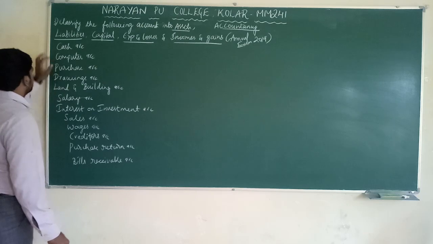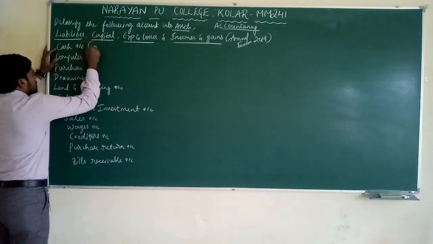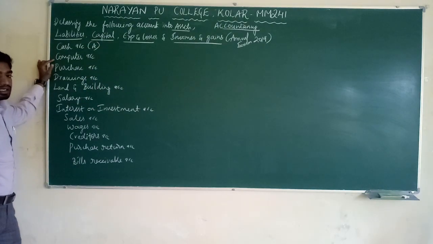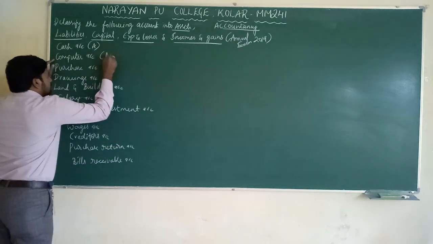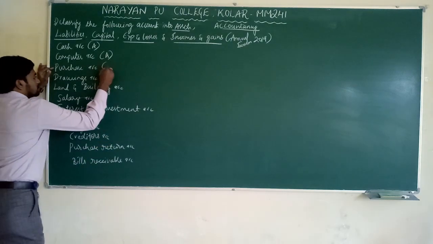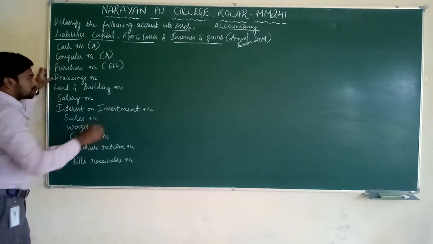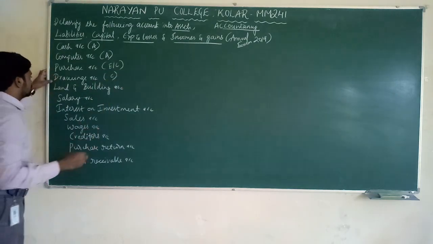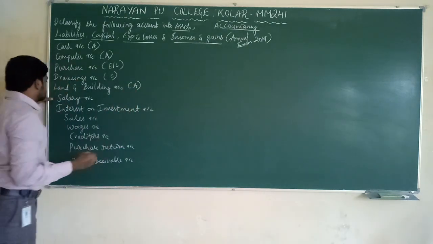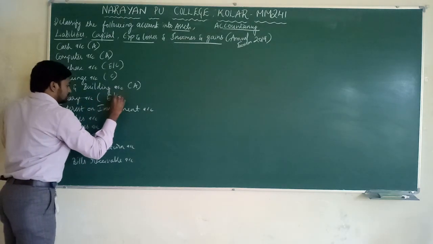Let us mark one by one. Cash account. It comes under assets. Computer account. It is an asset. Purchase account. It comes under expenses and losses account. Drawings account. It comes under capital account. Land and building account. It is an asset account. Salary account. It comes under expenses and losses account.